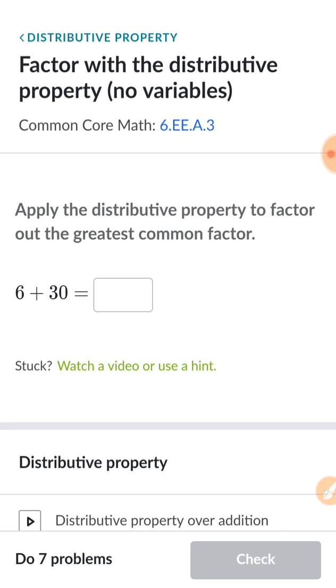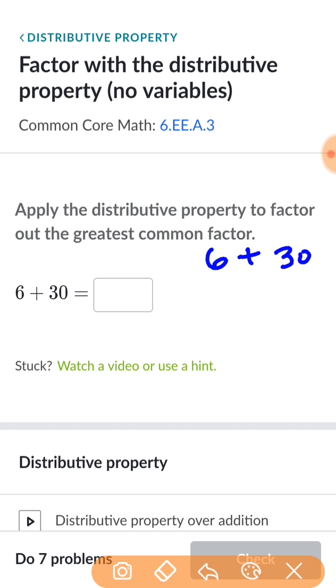But let's say we started with a problem like 6 plus 30. If you have 6 plus 30, and we wanted to rewrite it using the distributive property, we would first need to find the greatest common factor. So we have to find out what the greatest common factor is between 6 and 30. And to do that, we'd have to find all the factors of 6 and 30.